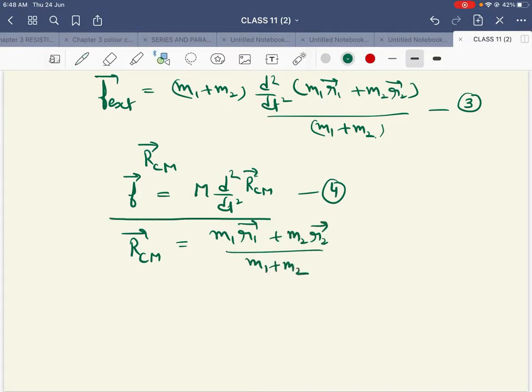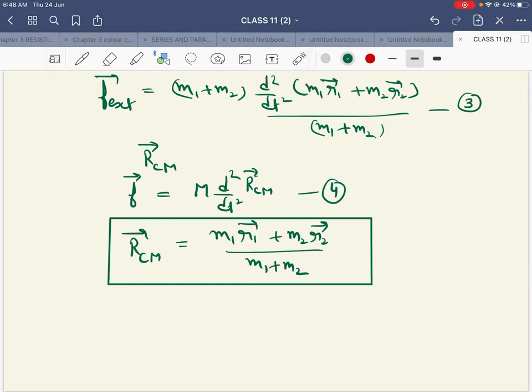So this is the formula to find the position of center of mass of a two particle system, or we can say this formula is used to find the center of mass if masses are distributed discretely. And this formula is for two particles.